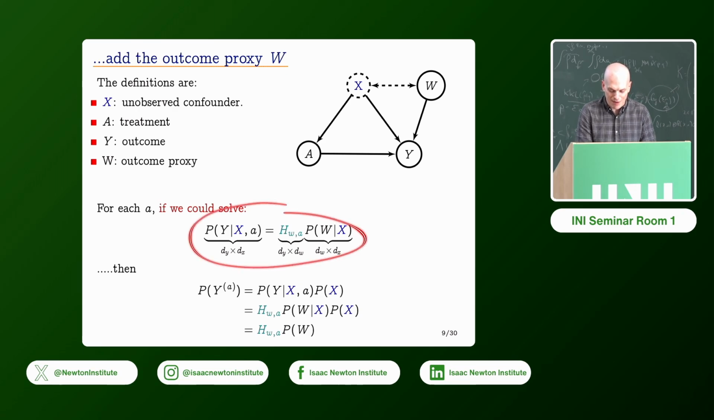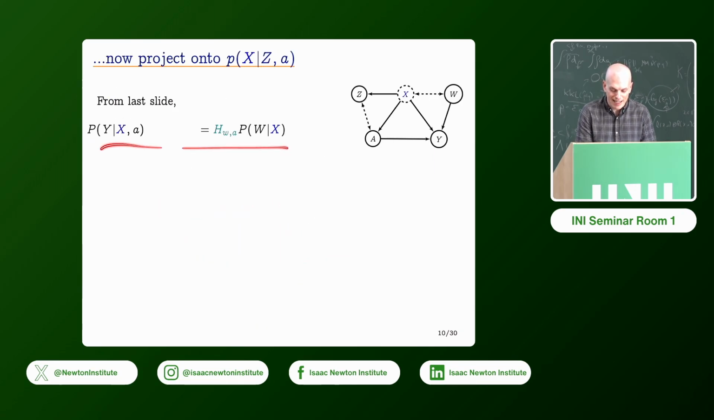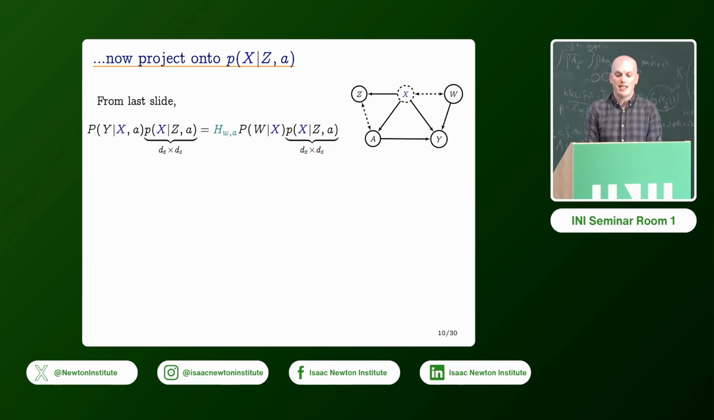Okay, so let's take this equation and put it on the top of the slide. This is from the last slide here. Now I'm introducing my final proxy variable, my Z. You can see there's a gap here. So what I'm going to do is project both sides of this equation onto something. What I'm going to project onto is p(x | z, a) for each a. I get a dx by dz matrix, and I'm projecting both sides onto that same matrix. I'm multiplying by that matrix.